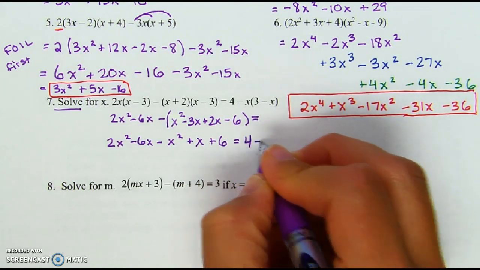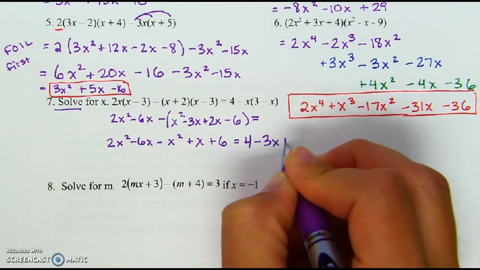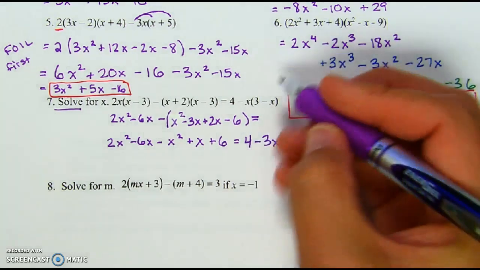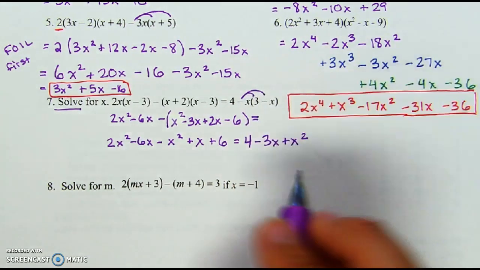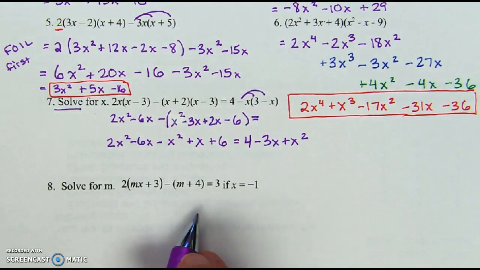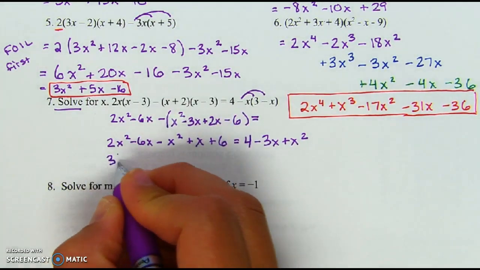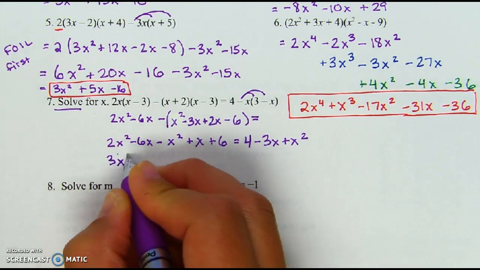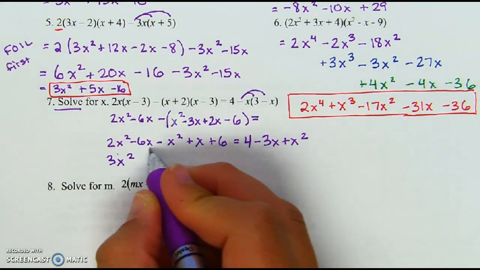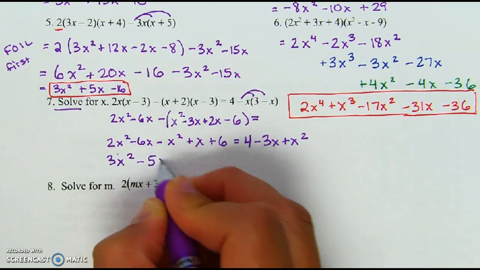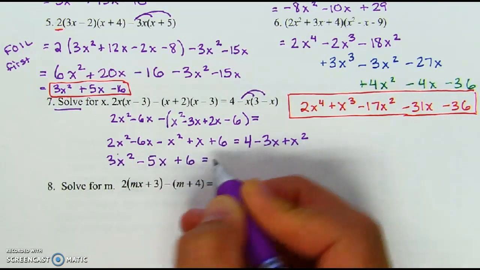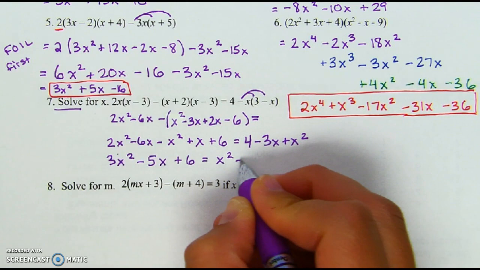I have a 4 minus 3x plus x squared. Where did I get that from? Do you see that? Distribute, combine like terms. Okay, 2x squared plus x is 3x squared. Minus 6x, I'm combining like terms, you know, not complaining, just doing it. And I'm going to write this in standard form.